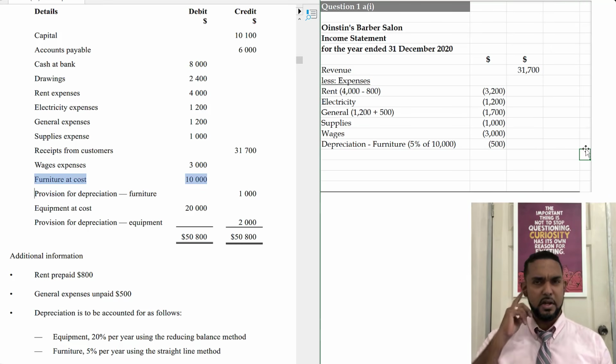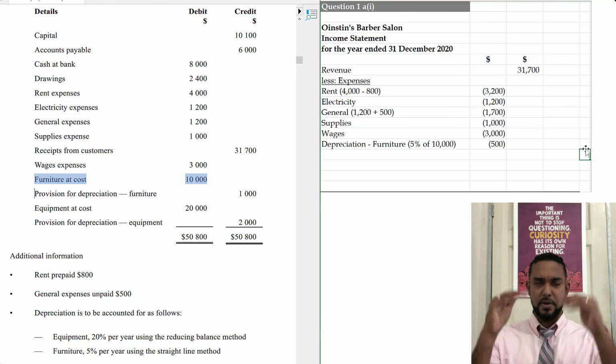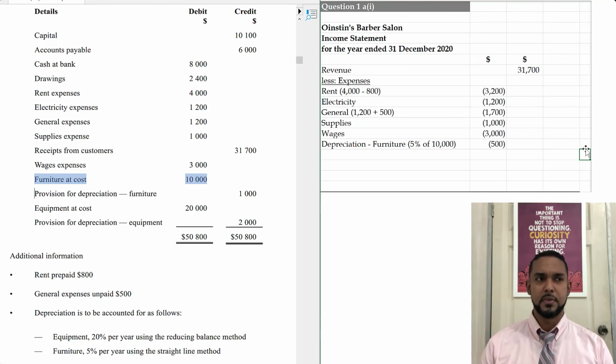So some of you all are here asking, Chris, what about the formula? Cost minus residual value, all divided by the estimated useful life. Isn't that the formula for the depreciation expense for the straight line method? The answer is yes, that is the formula, but that's not the information we were given in this question. We were simply given a percentage. And if that's the information you were given, that's the information you have to use.